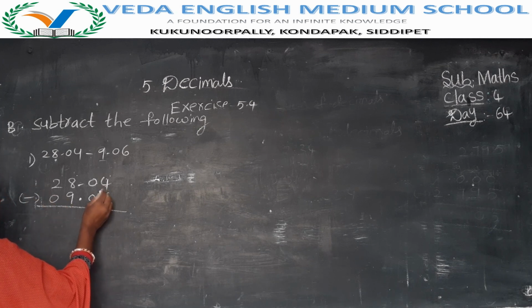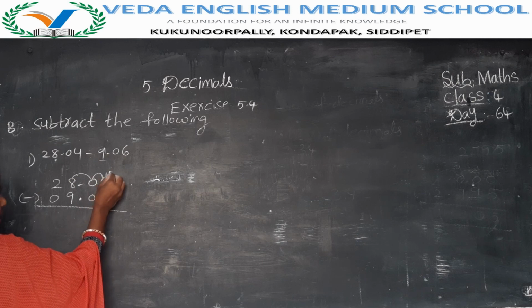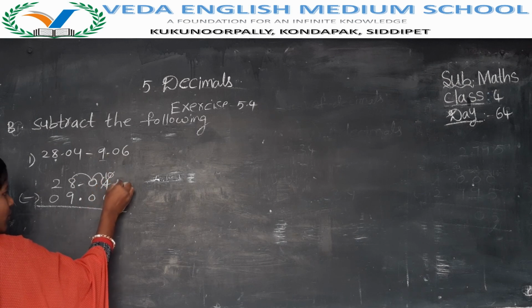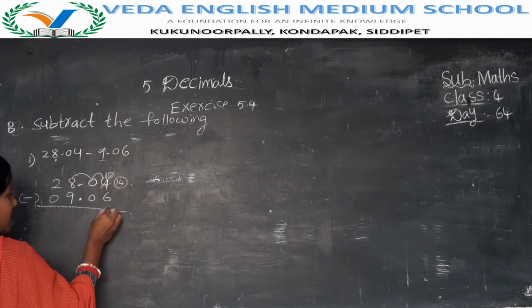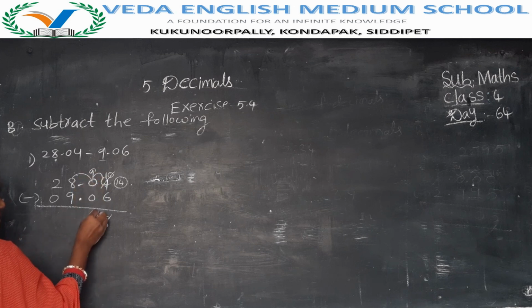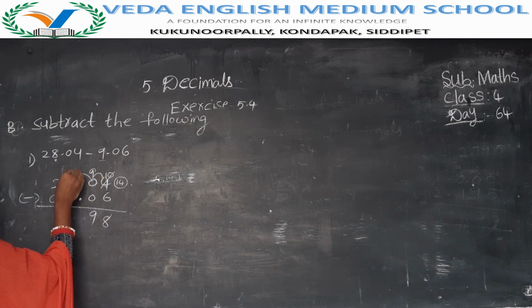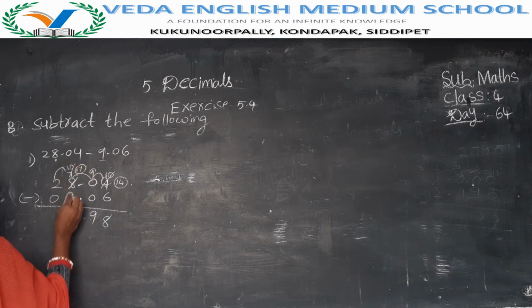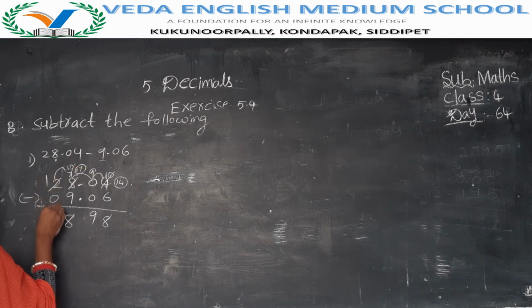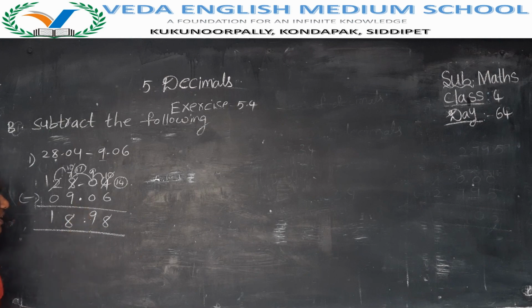4 minus 6 is not possible, so take a borrow from here. Here 10, 10 plus 4 is 14. 14 minus 6 is 8. Here 9, 9 minus 0 is 9. 8 will become 7. 7 minus 9 not possible, again take a borrow. 17 minus 9 is 8. 2 will become 1. So 18.98.